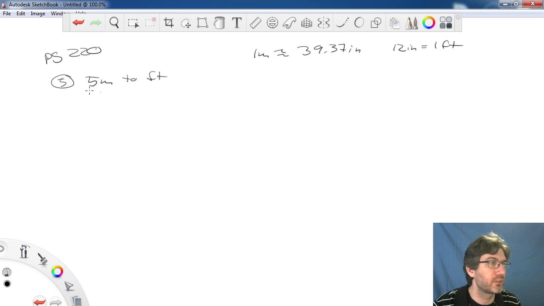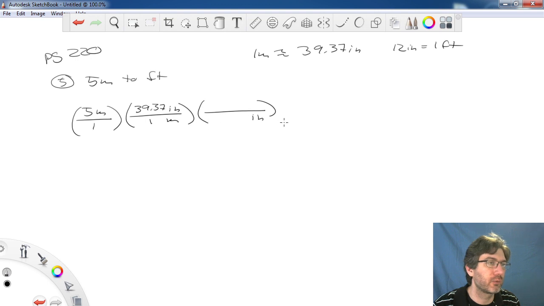In this case, you're going to do 5 meters over 1. We don't have a denominator here. We want meters to cancel. So what ratio has meters involved in it? This one here. So we're going to put 1 meter on the bottom and 39.37 inches on top. Next one, we want inches to cancel. So inches will go on the bottom. Over here, 12 is with inches, 1 is with feet. Double check your units. I got meters on top, canceling with the meters on the bottom. I got inches on top, canceling with inches on the bottom. My last unit is feet. I want it in feet, so this should work.